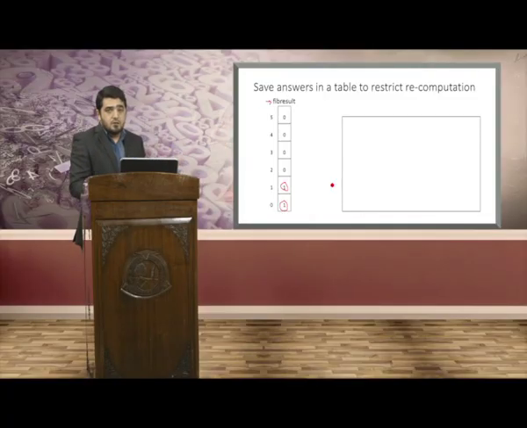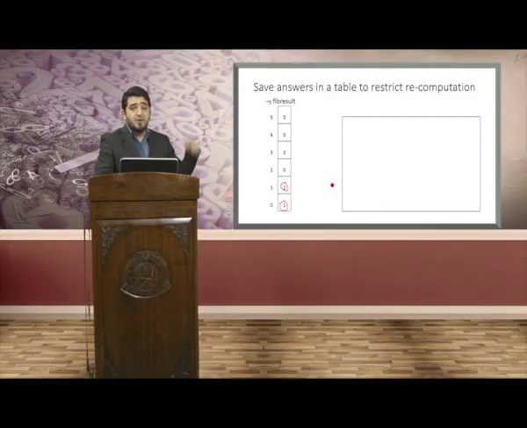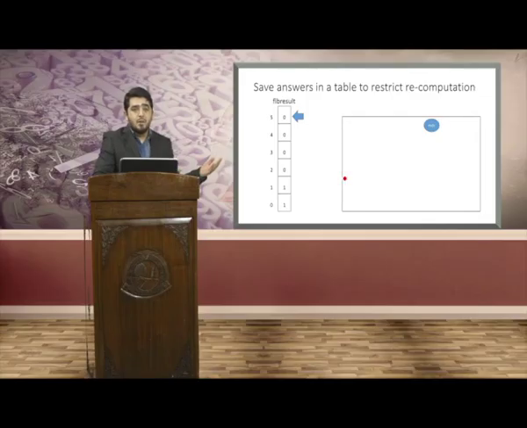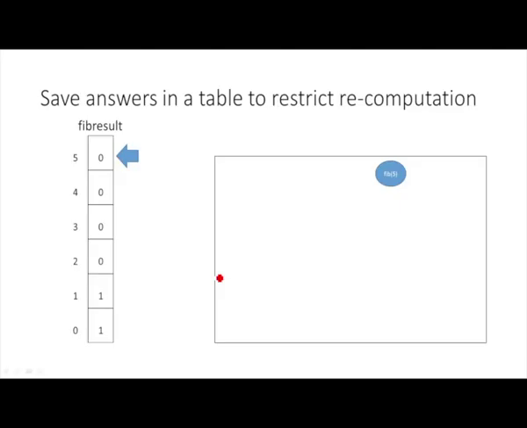Now, if we want to find the value of fib of 5, how will we approach it? Before we try to solve it, we will see whether a value for fib of 5 is already saved in the table, the array, or the hash table. Now, the value there is 0. 0 means that we have not yet computed the value. So we'll go down and try to solve fib of 4. Now, if we look at the array, fib of 4 is not computed yet because the value for fib of 4 is 0.